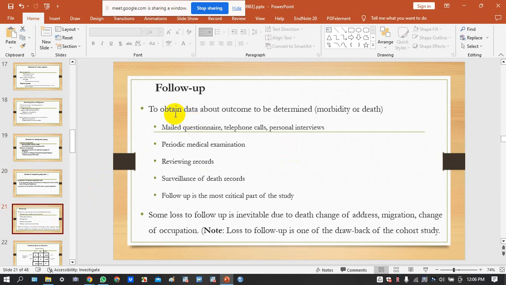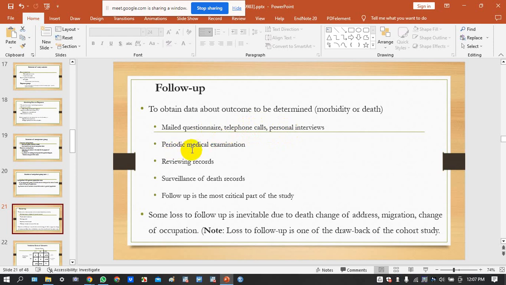So follow up. Why do we follow up? We follow up to obtain data about the outcome to be determined. The outcome to be determined can be disease or no disease. The disease is the morbidity and death is called mortality. So, mailed questionnaire. We can send the questionnaire to them. When you put it on a platform, it's also part of the mailed questionnaire. Or instead of collecting the questionnaire, you can just call the participants by telephone and be asking them questions. Or you can go to them and interview them one by one.